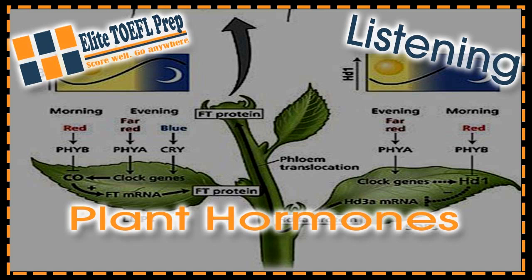Number 7. What do plant hormones do? Number 8. Which picture illustrates phototropism? Number 9. Which grass seedlings would probably not bend toward light? Number 10. What can be inferred about the tip of a plant's stem?